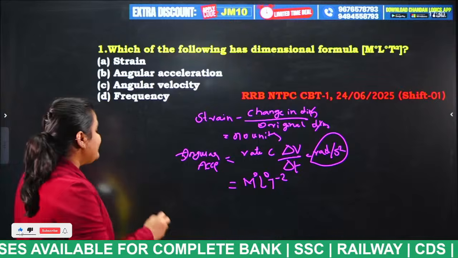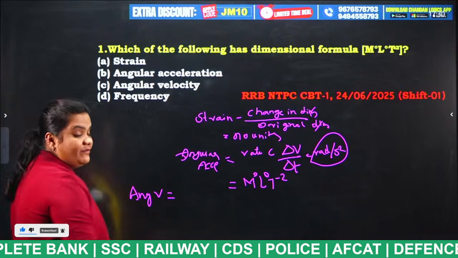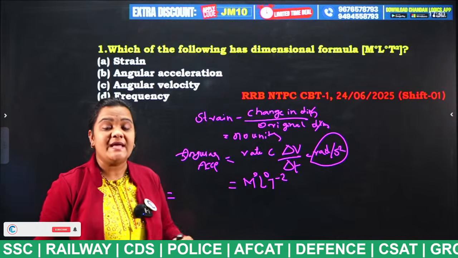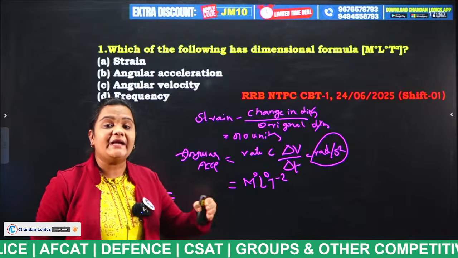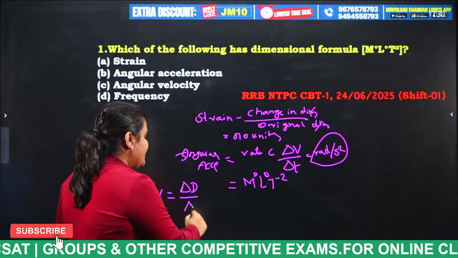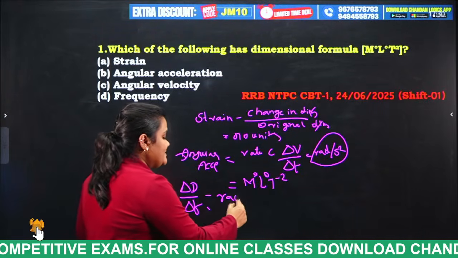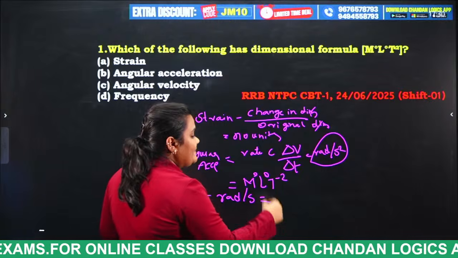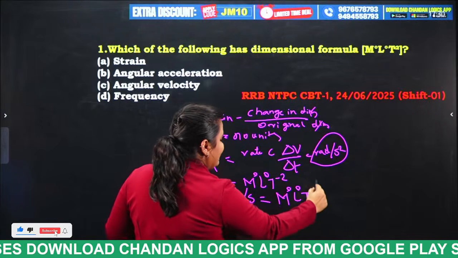In a similar way, angular velocity. What is the definition of angular velocity? The rate of change of angular displacement over time is known as angular velocity. And what are the units for angular velocity? Radians per second. So what may be the dimensional formula? M power 0, L power 0, T power -1.